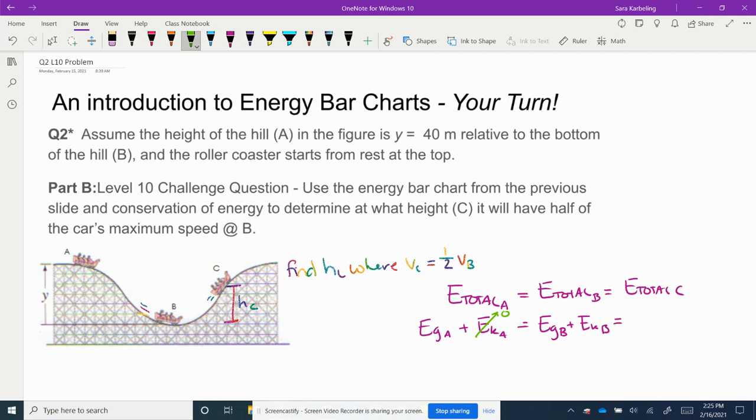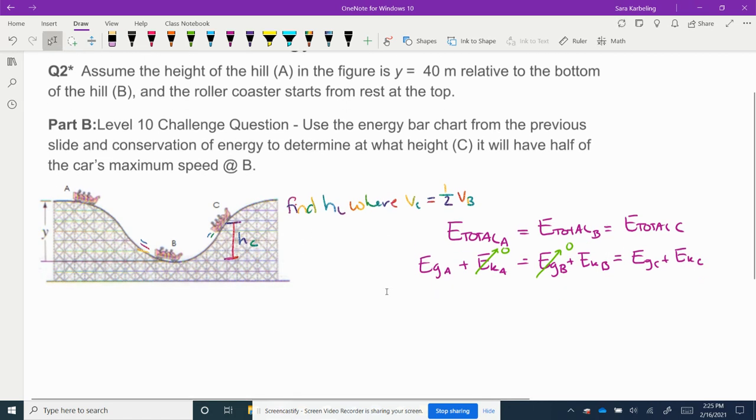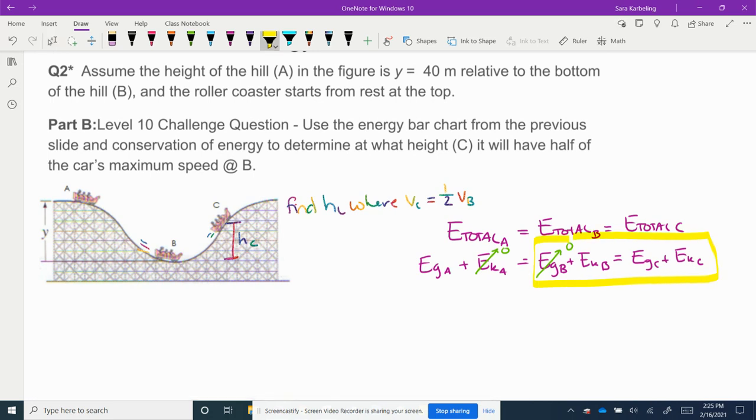But then again, that's where the height is 0, so the gravitational potential energy is going to be 0 there. And then finally, at C, we've got gravitational potential energy plus kinetic energy, and neither one of them is 0. So let's think about how to get an expression for half of the velocity. Let's focus just on this piece of the equation to start with.